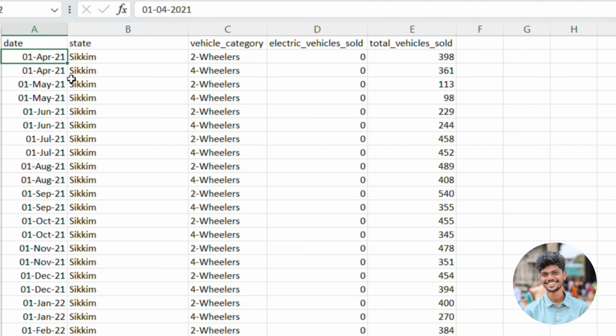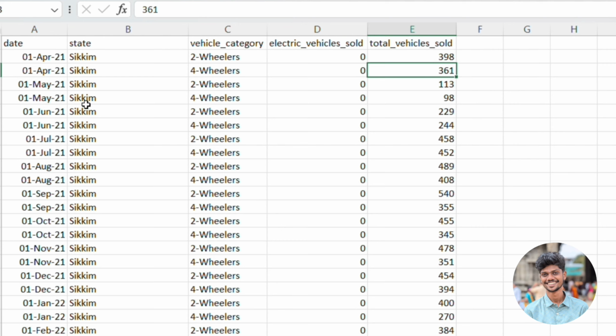For example, for the April month, from the start till the end, in the state Sikkim, among two wheelers the electric vehicles sold is 0 and total vehicles sold is 398. And again for the April month, the whole month, for state Sikkim, among four wheelers the electric vehicles sold is 0 and total vehicles sold is 361. I hope you got it.